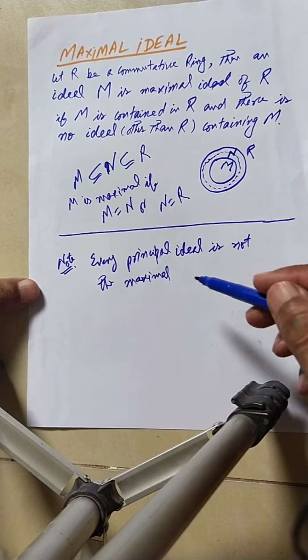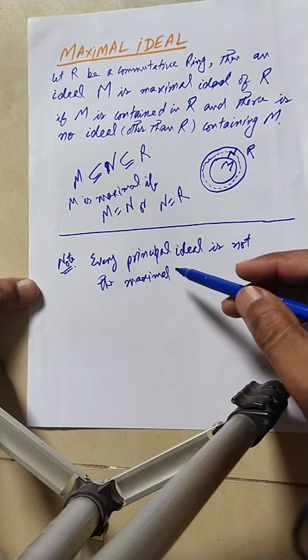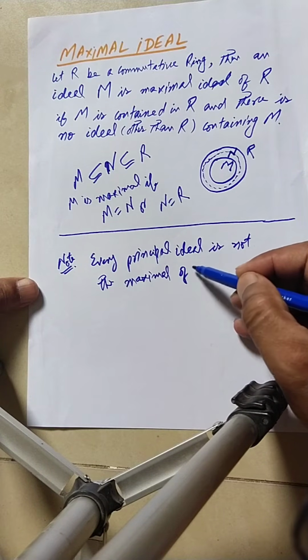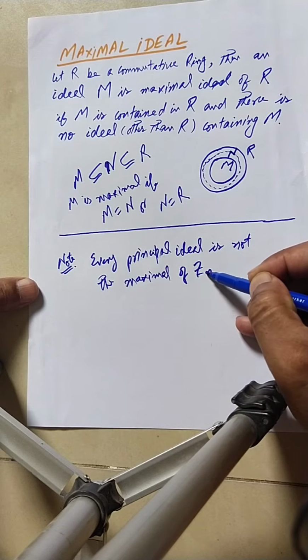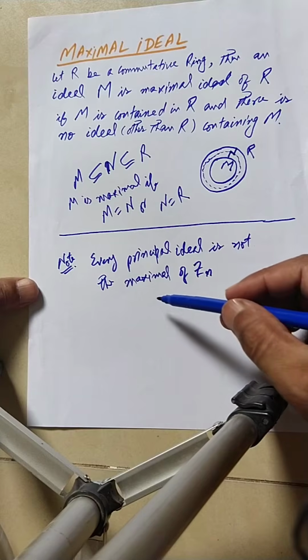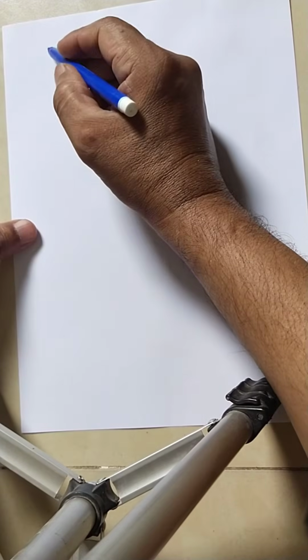Further note, every principal ideal is not a maximal ideal of Zn. A principal ideal may or may not be a maximal ideal. Please note it.